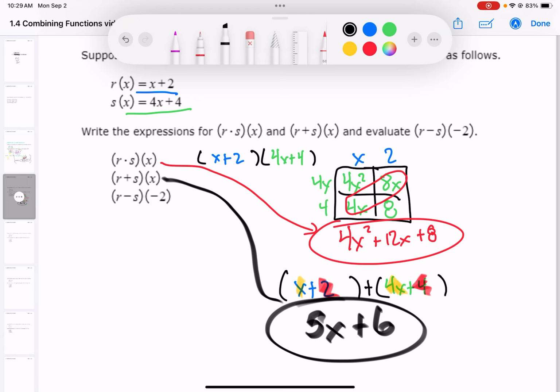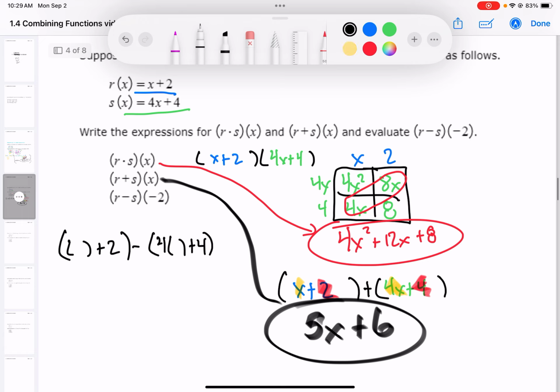Okay, so this next one, we're going to do a similar thing, except we're subtracting. So we got r minus s. And instead of x, we're plugging in a negative 2. So let's plug in that negative 2.